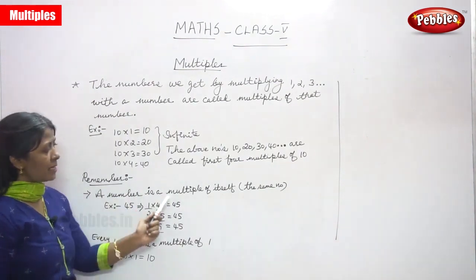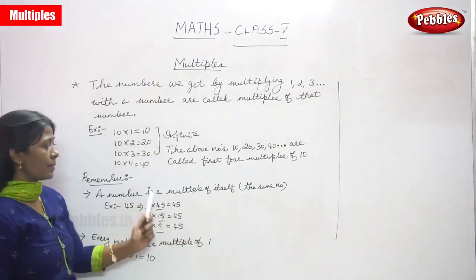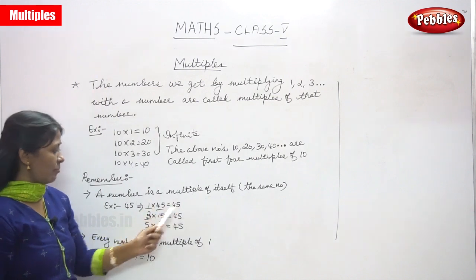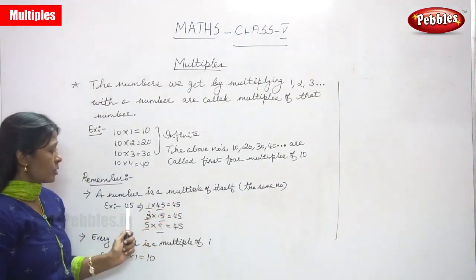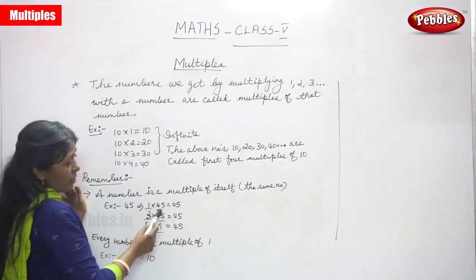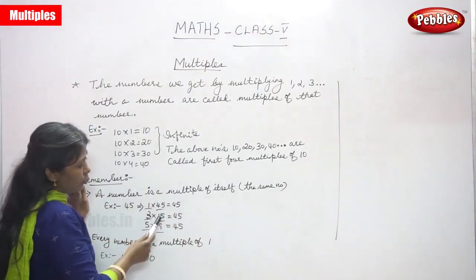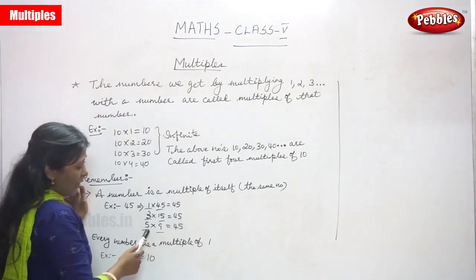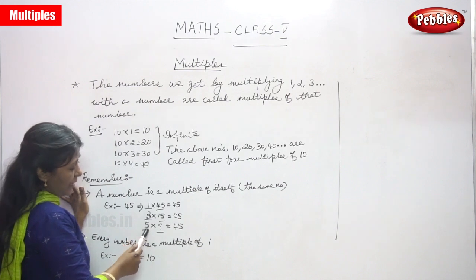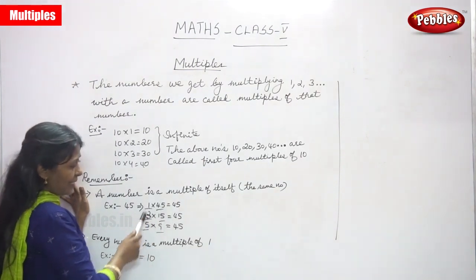A number is a multiple of itself. The number is a multiple of itself, that is the same number. So a number is a multiple of itself means, for example, 45. First you have to find what the multiples are for this. 1 into 45 you can get 45. 3 into 15 you can get 45. 5 into 9 you can get 45. So 1, 3, 5, 9, 15, 45.